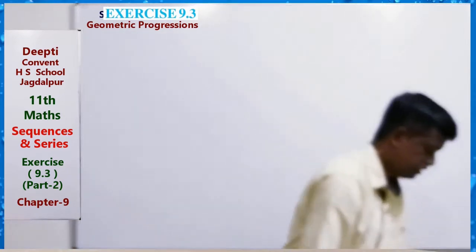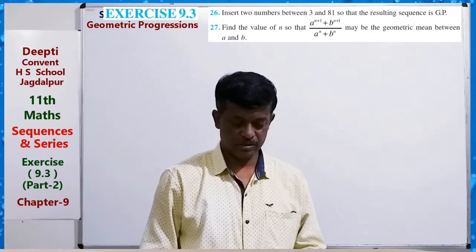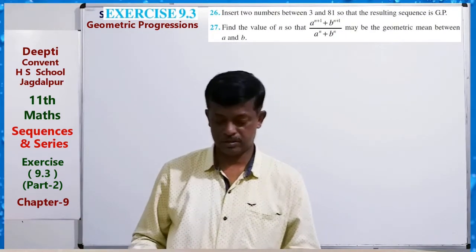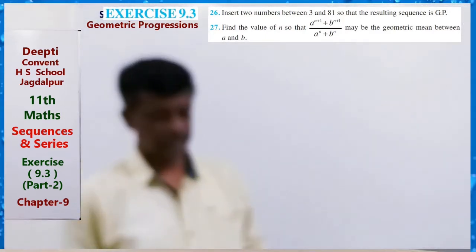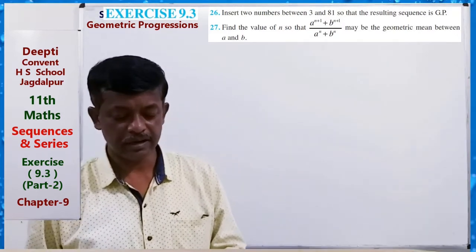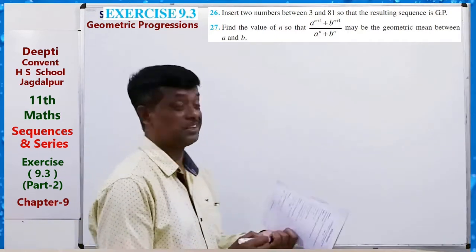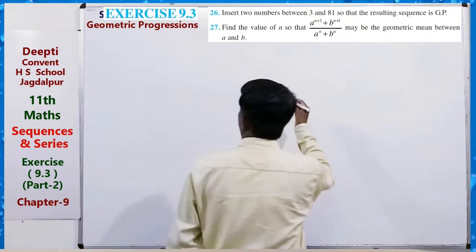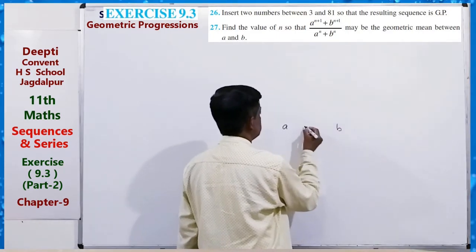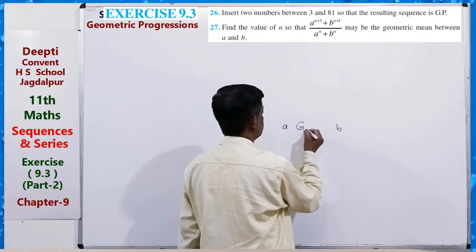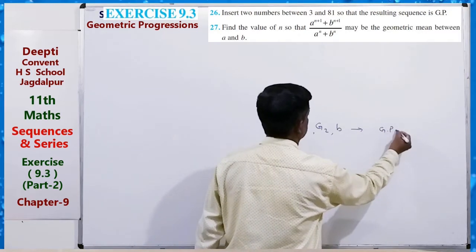Question 26. Insert two numbers between 3 and 81 so that the resulting sequence is GP. So inserting numbers, just like in AP, suppose we are having two numbers A and B. Just we insert two numbers G1 and G2, then this is a GP.